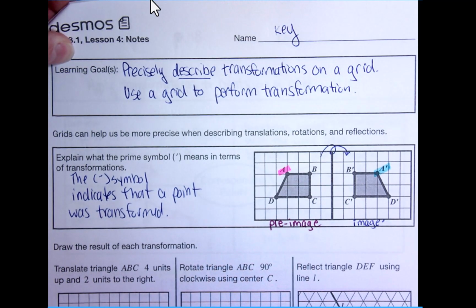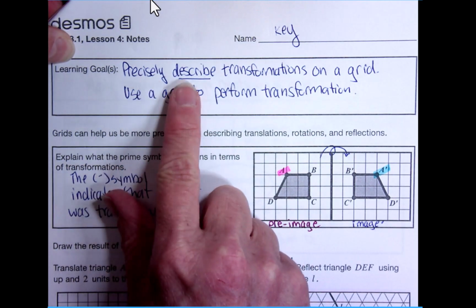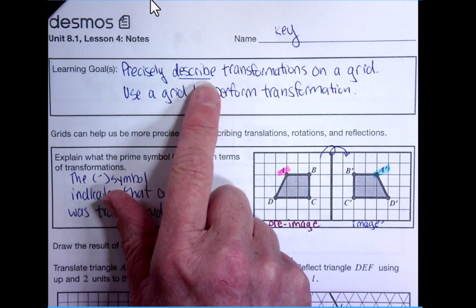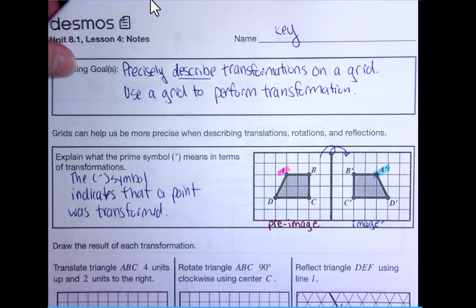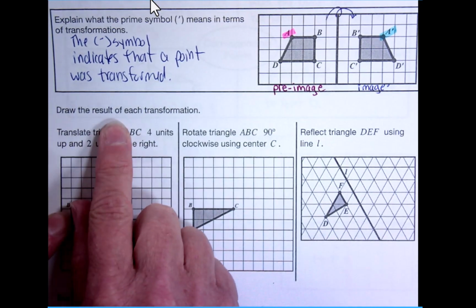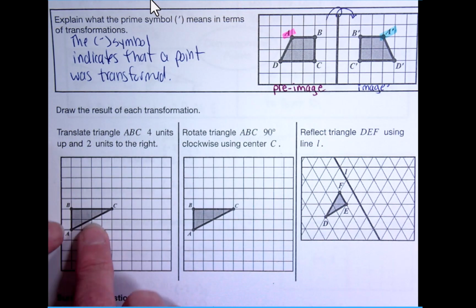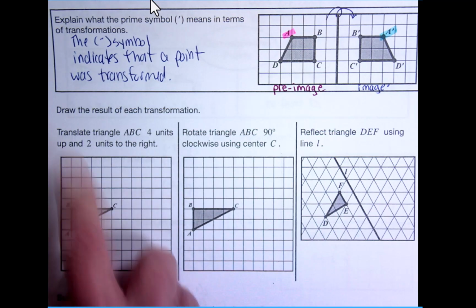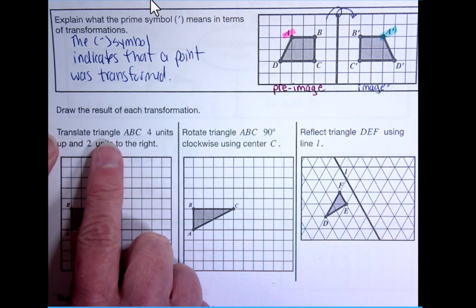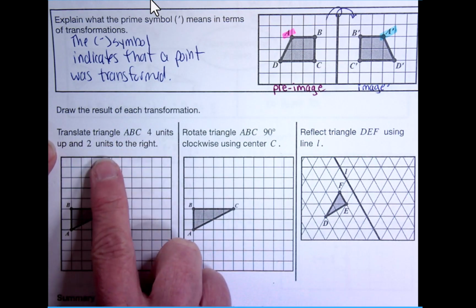So we're going to label our images as we perform some transformations down here. And at the same time, we'll talk about what was important about that description, what you have to include in a description that's a translation, rotation, or reflection. Scooch down a bit. So we're going to draw the result of each transformation. We're given the pre-image, and we're asked to draw the image. And our first one is a translation. And we are asked to translate the triangle 4 units up and 2 units to the right.